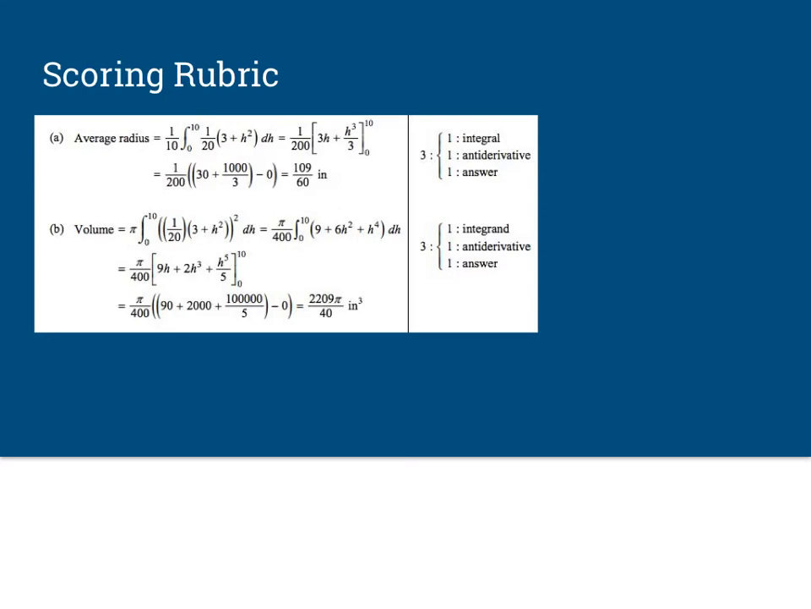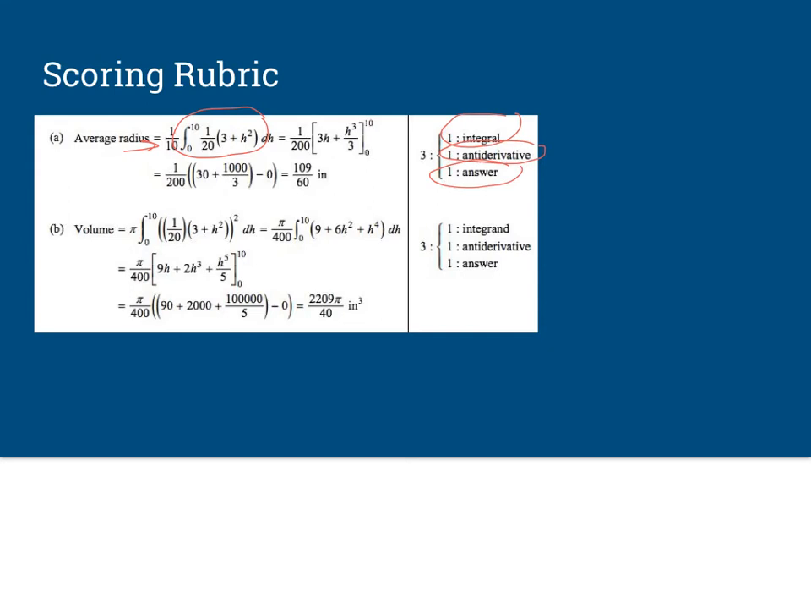So the first question is the average value. Well, we know we do average value by taking the integral over the interval. So the integral is from 0 to 10 of the radius divided by 10. Now notice this is no calculator, so you needed to do this by hand. So you needed to take the antiderivative. Okay, so the antiderivative is 3h, the antiderivative of h squared is h cubed over 3, and you're evaluating it from 0 to 10. So the integral, 1 point, the antiderivative, 1 point, the answer, 1 point. Do not lose those 3 points. Those were probably the simplest ones.